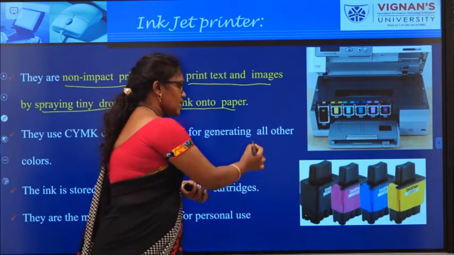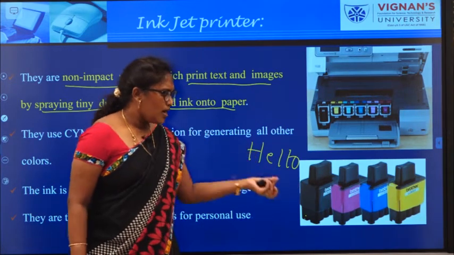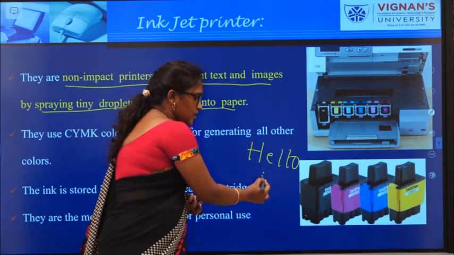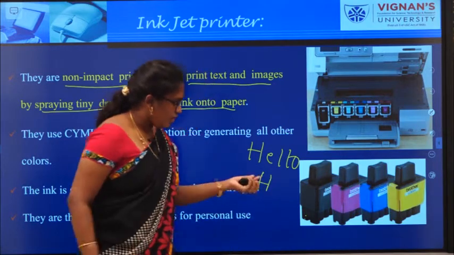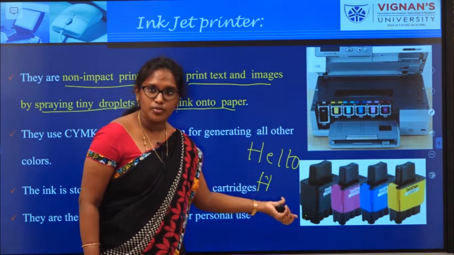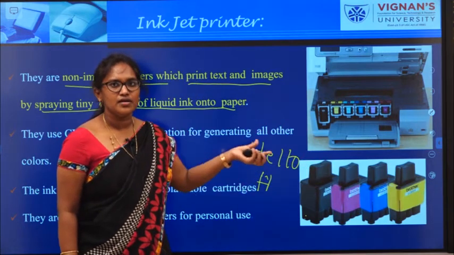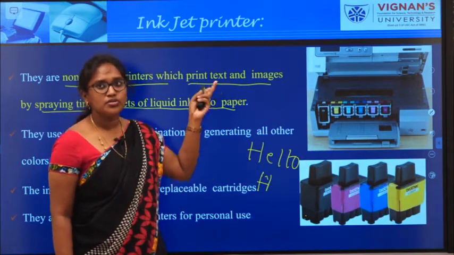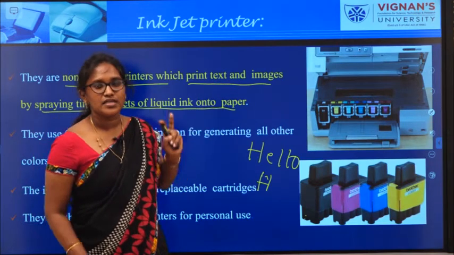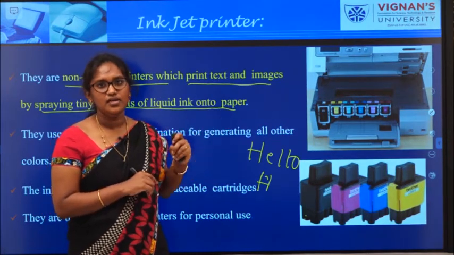For example, using the same example, you have to form hello, right? A minute amount of ink should be formed in the form of H, but it should not be sprinkled all over the paper. That kind of instruction will be given by the printer itself. So two very big advantages of the non-impact printer, that is the inkjet printer, are that it will form text as well as images.